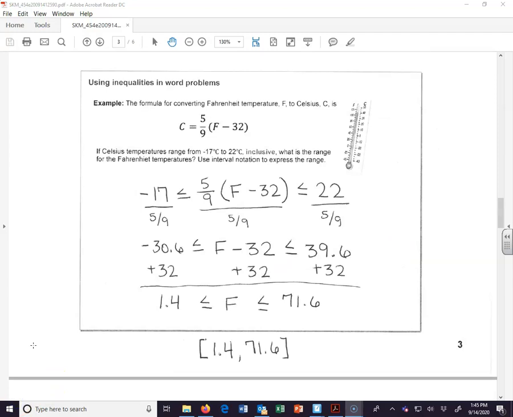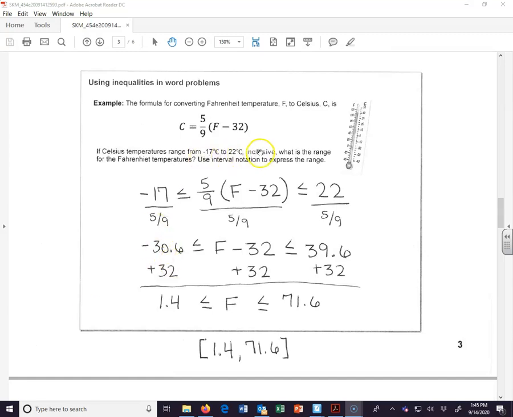Okay, and then we'll do a few of these with word problems. So inequalities can be used in word problems as well, just like we did with our equations in the last section. So the formula for converting Fahrenheit to Celsius is that formula there. If the Celsius temperatures go from -17 degrees to 22 degrees, what would the Fahrenheit temperatures be?